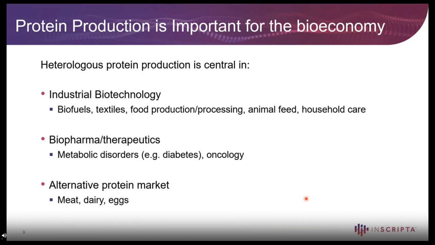So there are enzyme companies that produce enzymes that can be used in biofuels, in textiles, food production or processing, animal feed, household care like laundry detergents. There's also applications in the biopharma or therapeutic space where you might target, say, a metabolic disorder like diabetes using insulin, or in cancer therapies as well. And another really hot topic right now is the alternative protein market, where companies are trying to come up with non-animal sources of meat, dairy, or egg proteins.